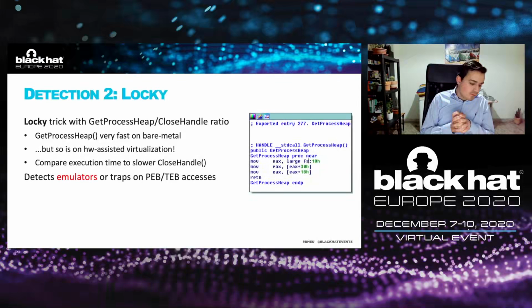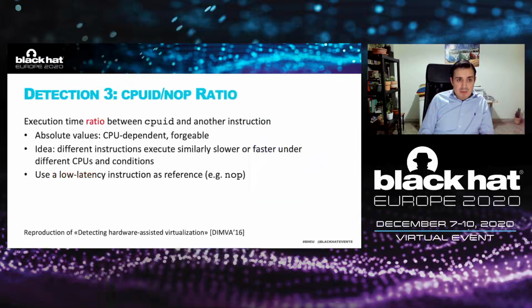You will not be detecting virtual machines with this method, but you might be detecting a custom hypervisor that is intercepting accesses to the process environment block and the thread environment block. So this detection will actually give us surprising results. But first, there are two more detections to present that were described in again the DINVA paper that I referenced before. So we reproduced the research.